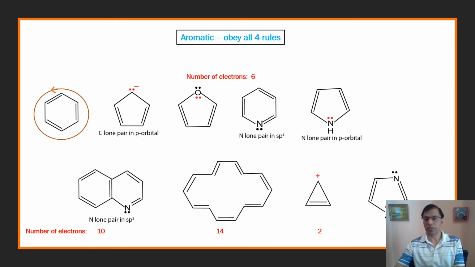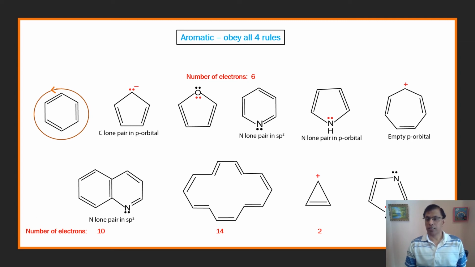Next example is a heterocycle molecule. In this case, the lone pair of electrons on nitrogen is in the p orbital, and hence it's available for delocalization with the electrons of the double bond. The molecule is cyclic and it obeys all the 4 rules, and hence pyrrole is aromatic.